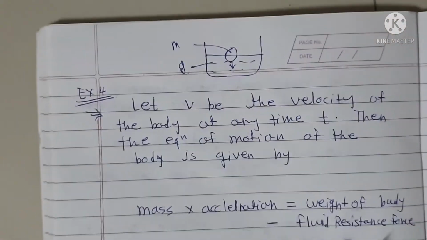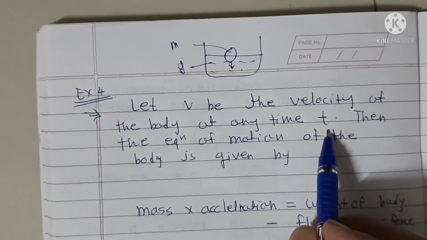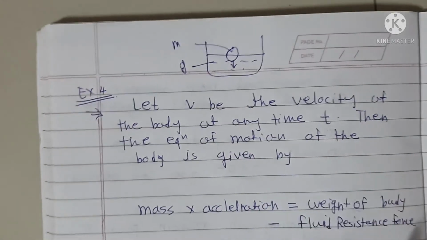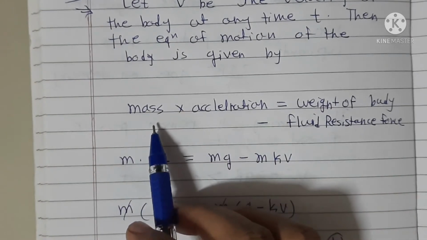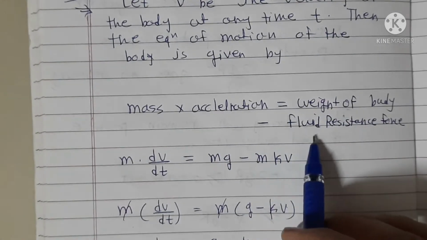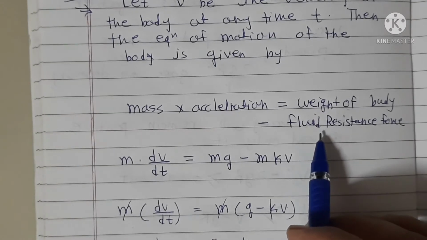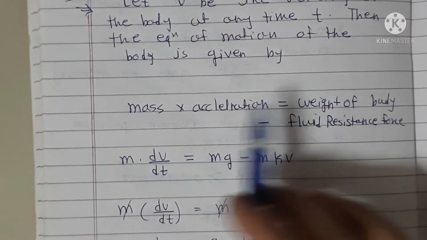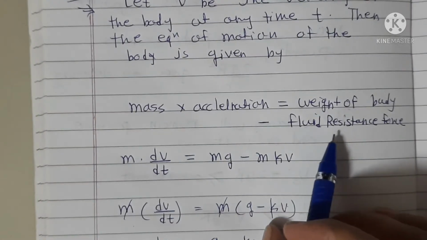Now let us consider, let v be the velocity of the body at any time t. Then the equation of motion of the body, according to Newton's second law of motion, is mass multiplied by acceleration equal to the weight of the body minus the resistance force of the fluid. When the body is at rest, both these forces are balancing each other. It is given in our problem.